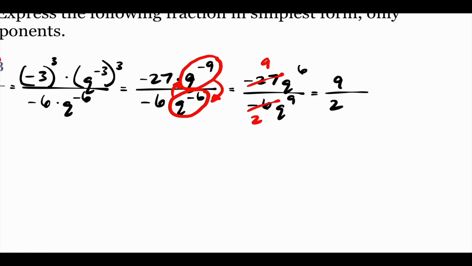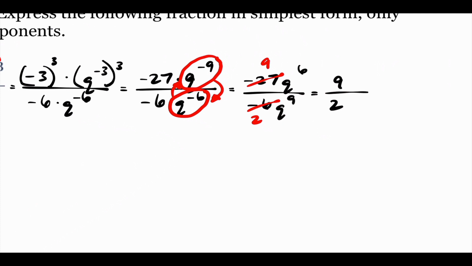Last step, I've got q's on top, q's on bottom. How do I get them together? Add, subtract, multiply, or divide. You're going to subtract them, right? So when we subtract them, we get -3. Wait, but I already did negative exponents. So this is what I do.